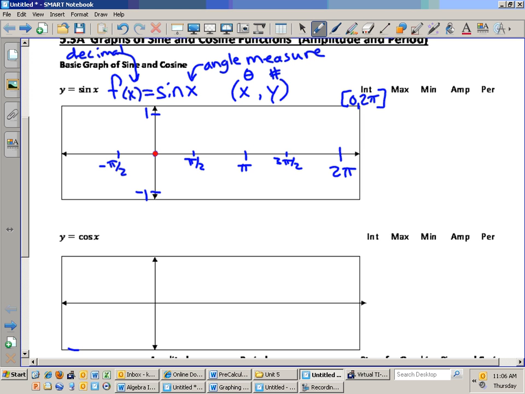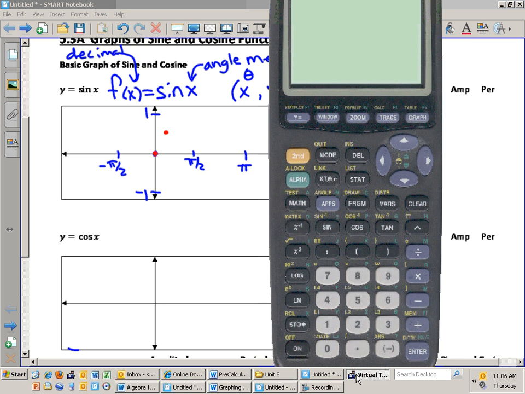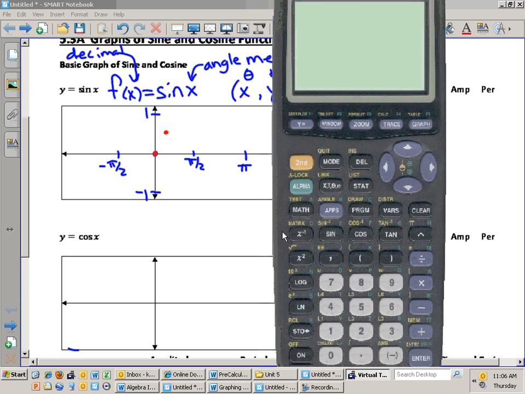Notice this is pi over 2. I'm now going to try pi over 6. All right, that's the next one on our unit circle. If you take the sine of pi over 6, what's the y value of pi over 6? 1/2. So the sine of pi over 6 is 1/2. If you look at your unit circle, what is the y value of pi over 4? Square root of 2 over 2. And the square root of 2 divided by 2 is 0.7071.